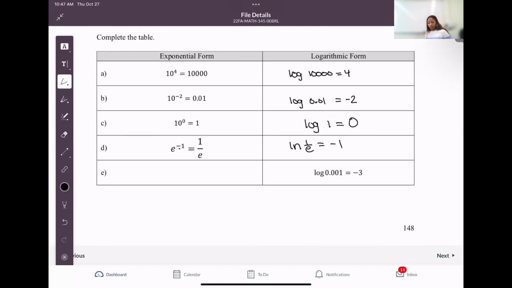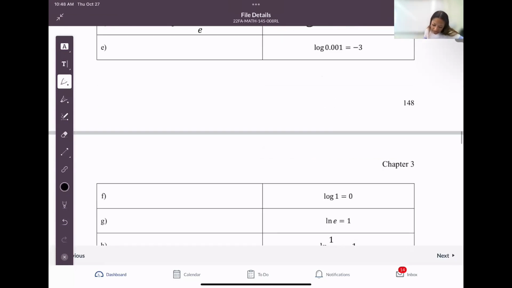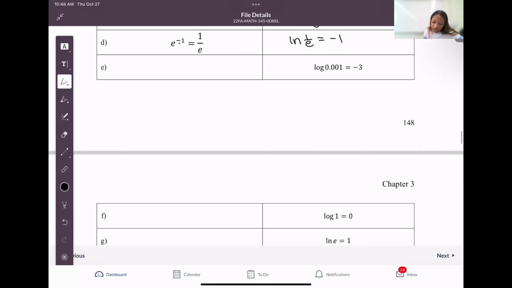Going the other way, we just have to recognize that when we see log with no base written, we know our base is 10. When we see ln, we know our base is e. So for parts E and F, both of those have a log, so we know the base is 10. This is going to be 10 to the -3rd power equals 0.001. And then for log of 1 equals 0, we just did that one. That would be 10 to the 0 power, whatever the logarithm equals, that's our exponent, equals 1. And both of these are true equations.